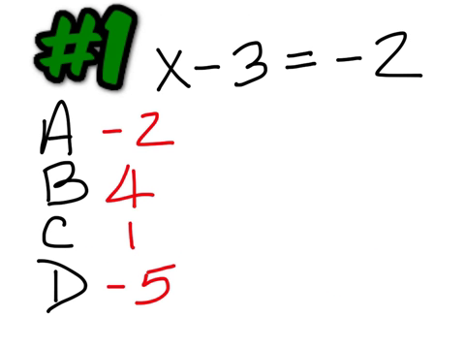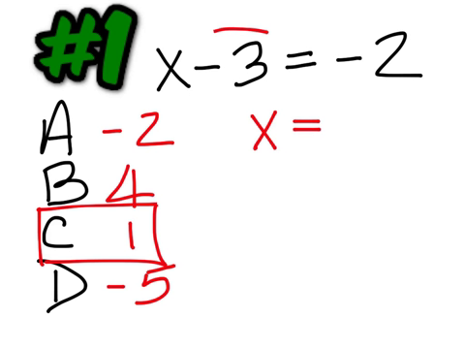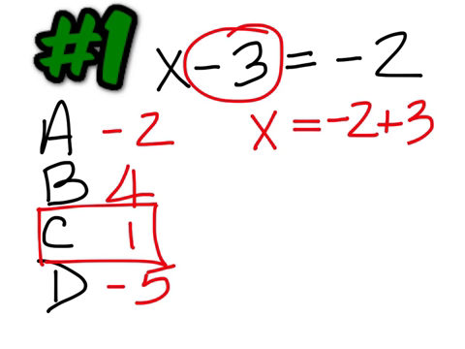What would be the value of x for this? That's right. The value would be 1. The choice is C, and here's why. What you would do is keep your x on the left, move that to the right, and change the operation. -2 plus 3 is 1. So it is C.